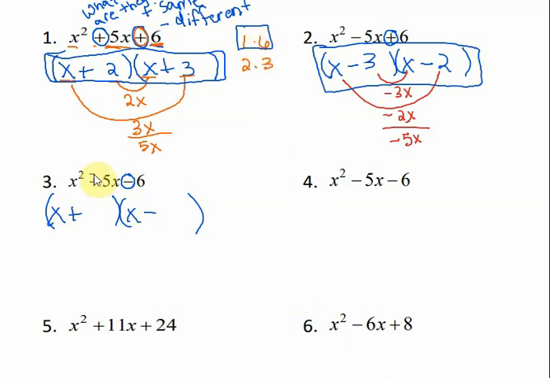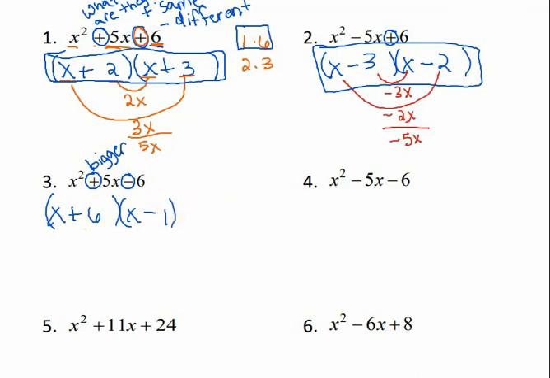Now I'll look at the first sign, and this tells me the sign of the bigger factor. So the bigger number between 1 and 6 is 6. So that means this tells me the 6 needs to be positive, and then the 1 would be negative. Let me move this parenthesis in a little bit.